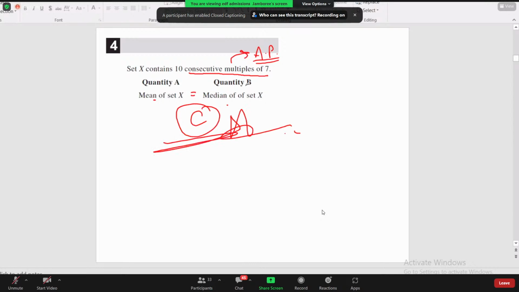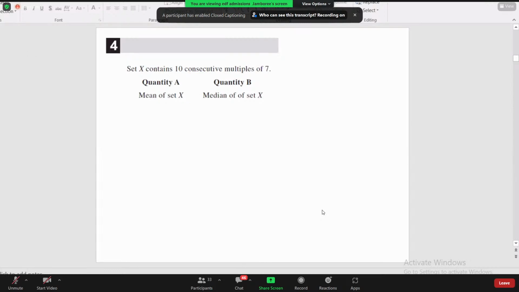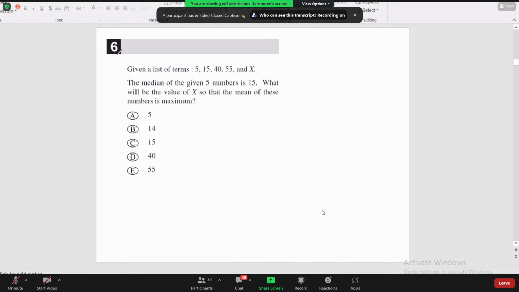You don't need to get into the calculations as such for this question, that what exactly will be the values of the 10 consecutive multiples of 7. You just need to analyze and understand the idea. If it is talking about consecutive multiples of 7, he is talking about an AP. If the series is an AP, the value of the mean will be equal to the value of the median. Simple, straightforward. Okay, so moving on. Now try out this question, please.